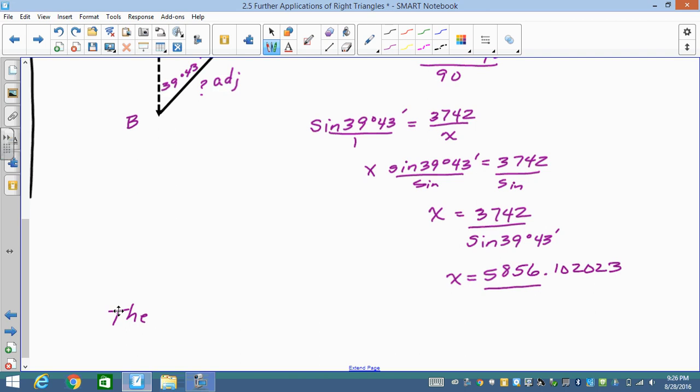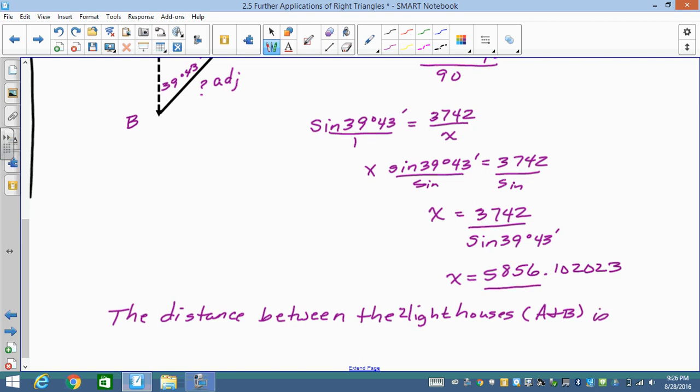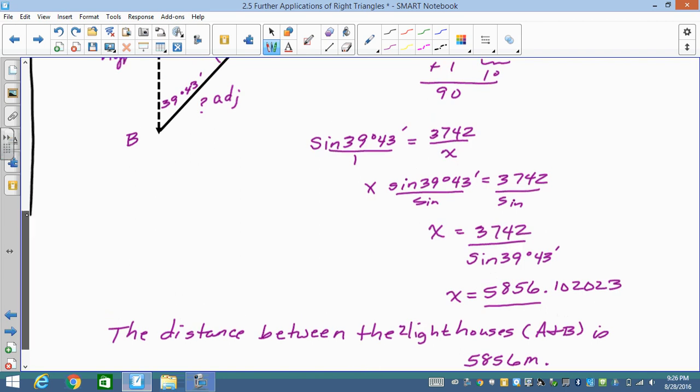The distance between the two lighthouses A and B is 5,856, and this is measured in meters. And there you have that.